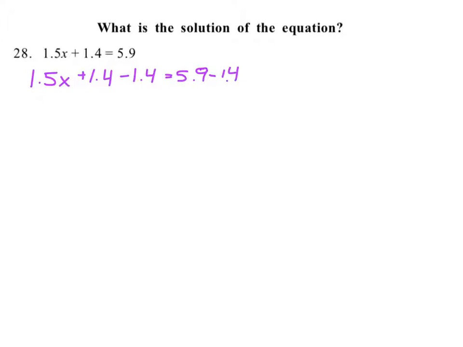Okay, so this goes away. That's the whole point of what we just did. So we've got 1.5x equals 5.9 minus 1.4. Do the calculation over on the side if you need to, but 5.9 minus 1.4 is 4.5. I knew what that was. I just wanted to show you and do it off on the side, okay?